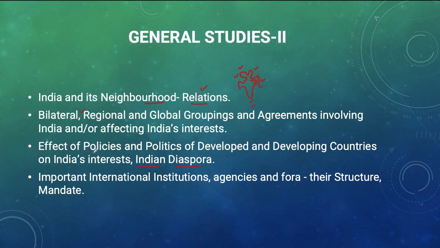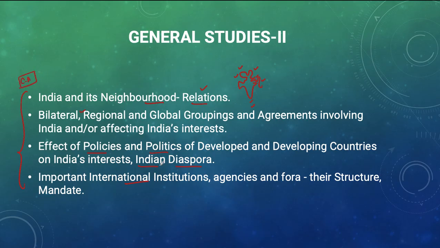And other than that, the effects of policies, we need to study in a static aspect the various policies like Act East policy, neighborhood policy, all these things we need to study, and also we need to relate it with the contemporary politics and policies which are coming in the newspaper. Important international institutions, agencies and fora, their structures and mandate. Here also questions will be picked from current affairs. So overall, students, in these four major components of the international relations aspect in the syllabus, 90% to 95% of questions will be picked from the current affairs aspect only.